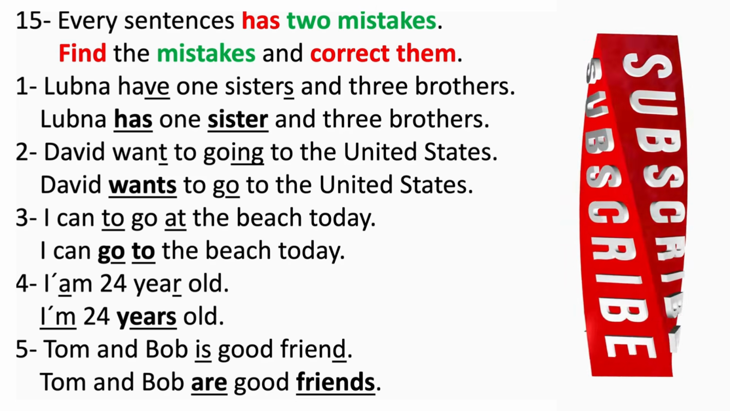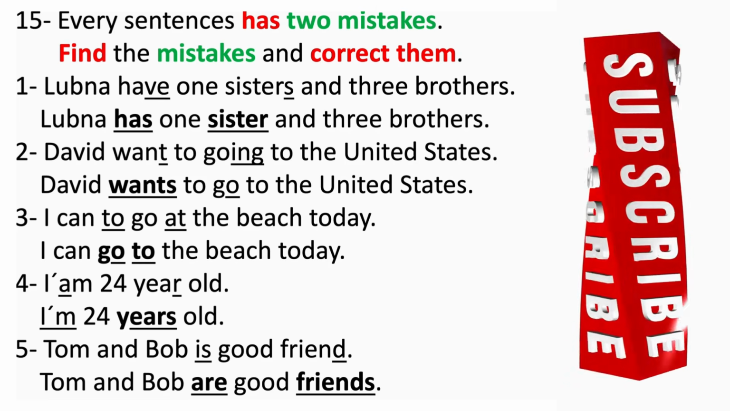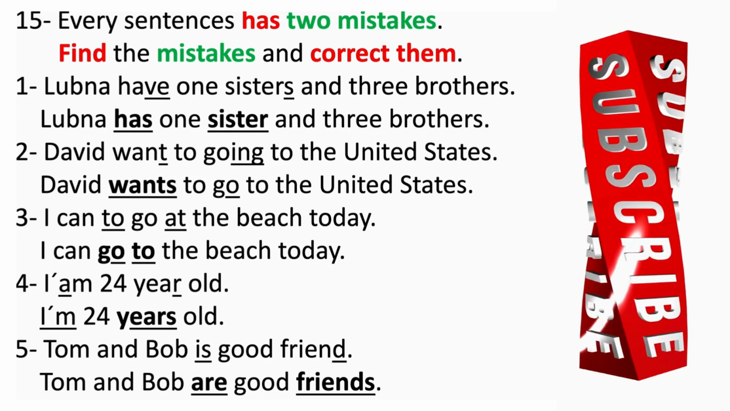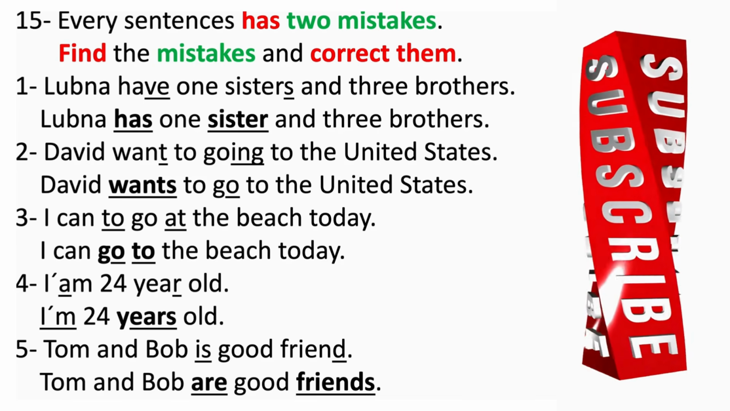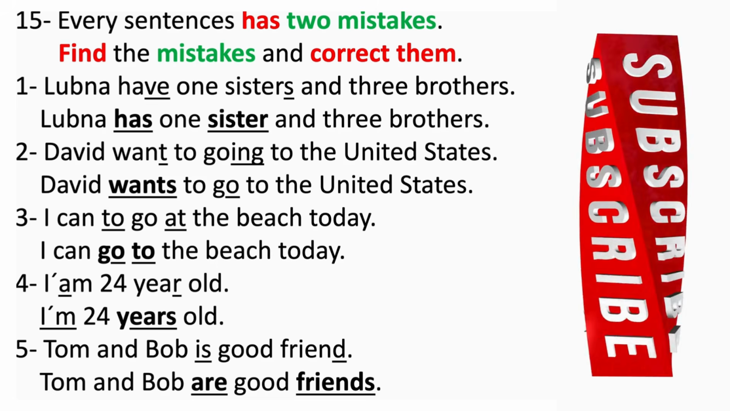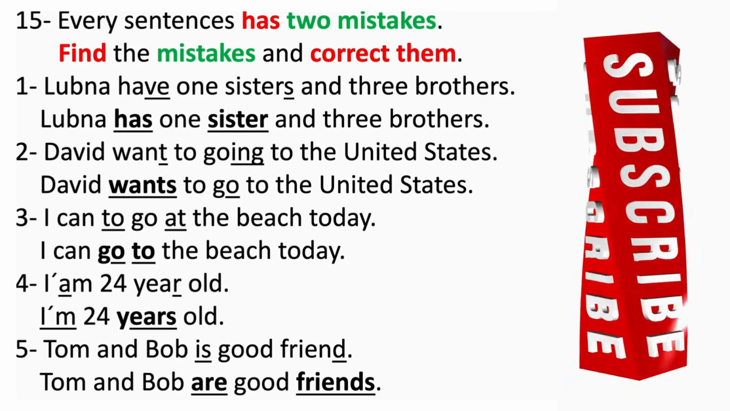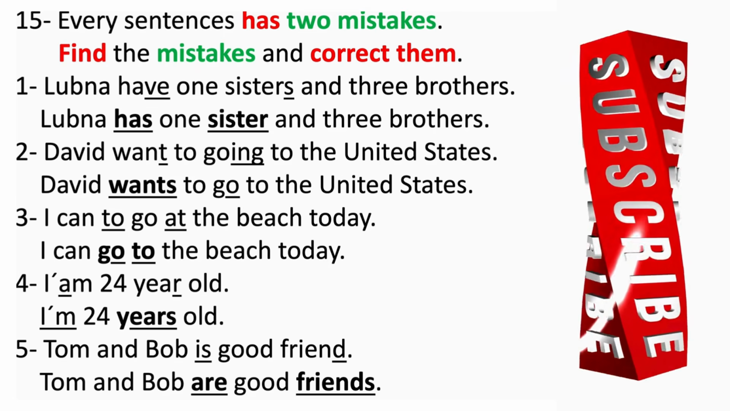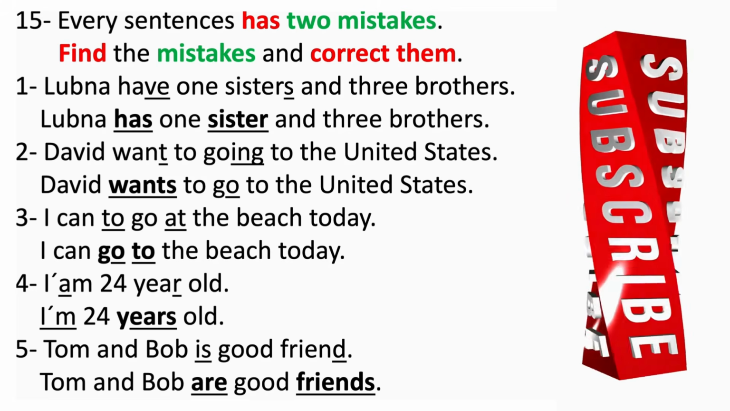Let's go to number 2. David want to go into the United States. So the problem here is with want. So with David, it means he. And in the present simple, he wants. David wants. We don't say to go in to the United States, especially after want. So the verb is in the infinitive, to go. He wants to go, not to go in, to go. He wants to go, or David wants to go to the United States.